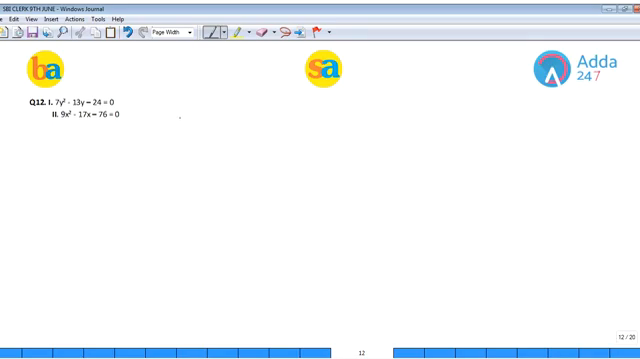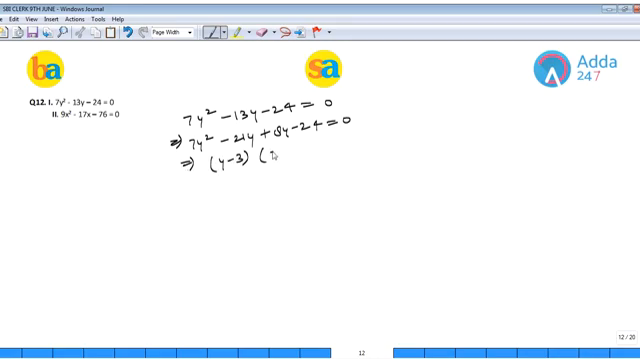Question number 12. The first equation is 7y square minus 13y minus 24 is equal to 0. So this implies 7y square minus 21y plus 8y minus 24 is equal to 0. This implies (y minus 3)(7y plus 8) is equal to 0. This implies y is equal to 3 comma minus 8 by 7.